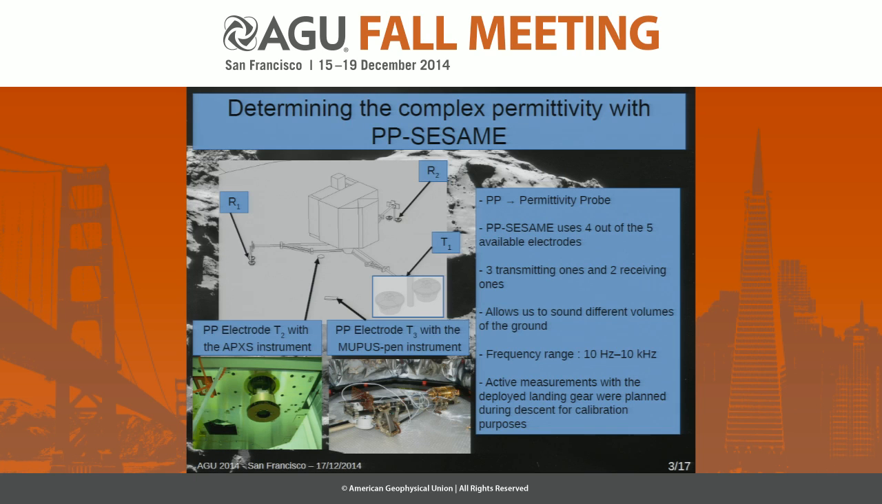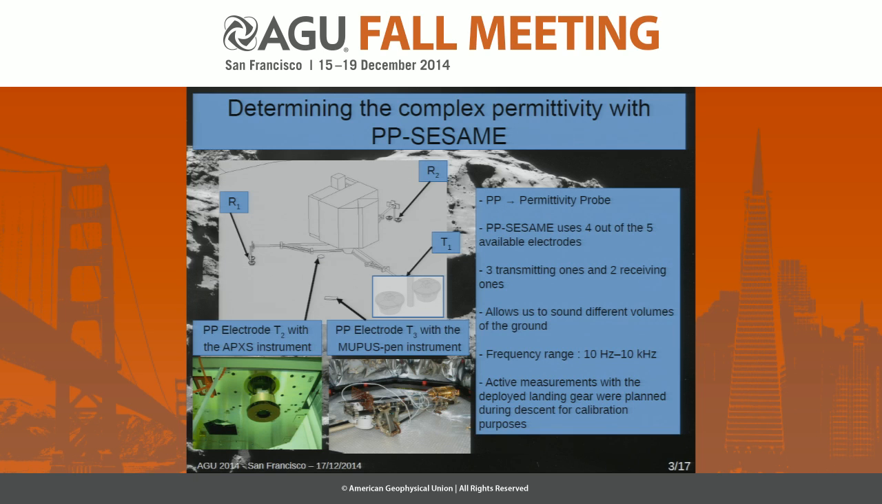As I said, we need 4 electrodes. On the Philae lander, we are lucky because we have access to 5 electrodes. We have 2 receiving ones on the feet of the lander, and we have 3 transmitting ones. One of them is located on the 3rd foot of the lander, and the 2 other transmitting ones are collocated with 2 other instruments, the APXS instrument here and the Mupus pen instrument here. Why 5 electrodes? This will allow us to sound different volumes of the ground. Our measurements sound up to 1 to 2 meters under the surface, and by having different sets of electrodes, we can sound different volumes. The frequency range of our measurements goes from 10 Hertz to 10 kilohertz.